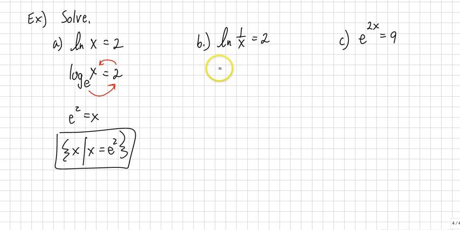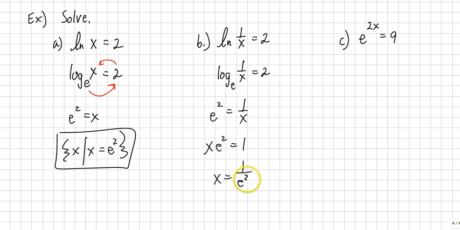Let's try that again. So this would be log base e of 1 over x equals 2. So e squared would be 1 over x. Multiply both sides by x, and then divide. And x is 1 over e squared. So it would be the set of all x such that x is 1 divided by e squared.